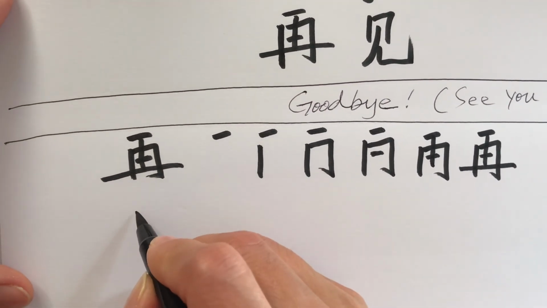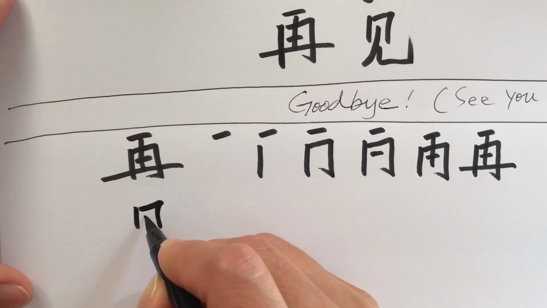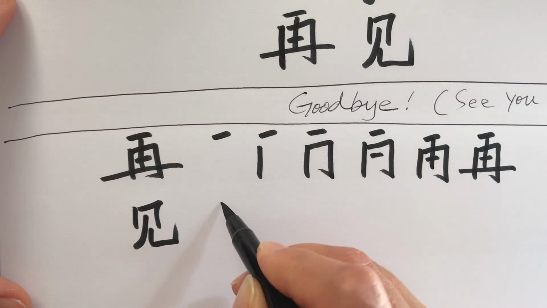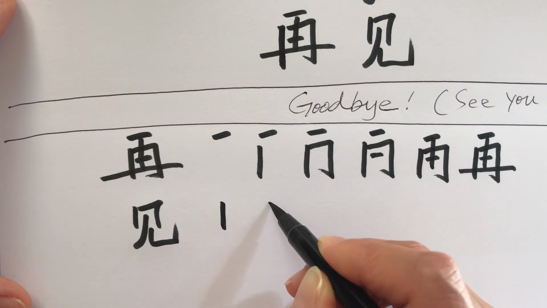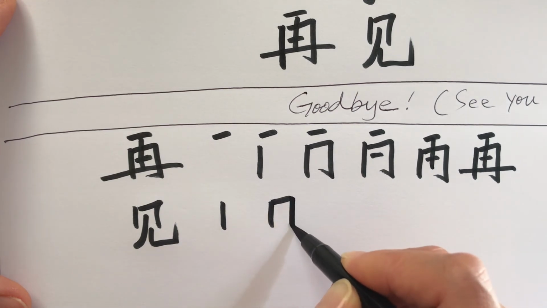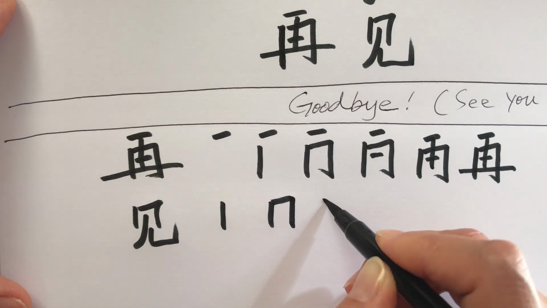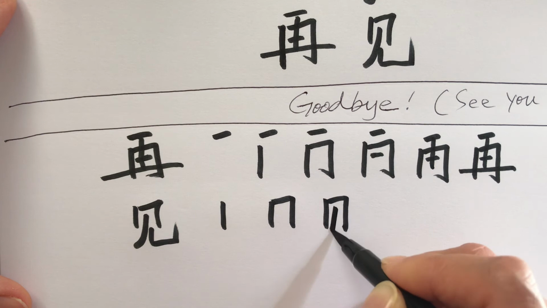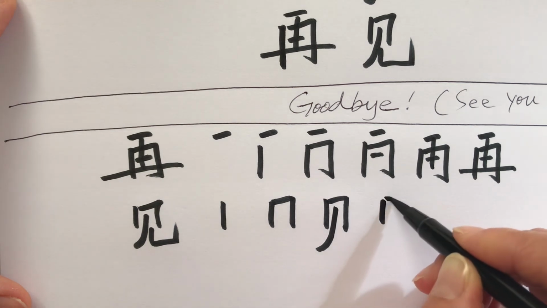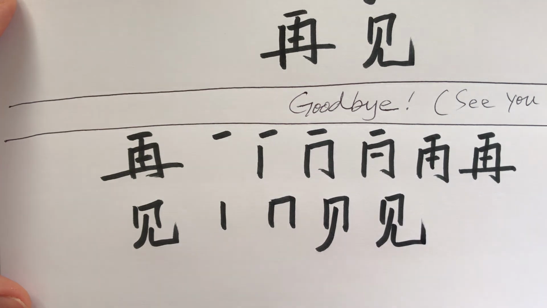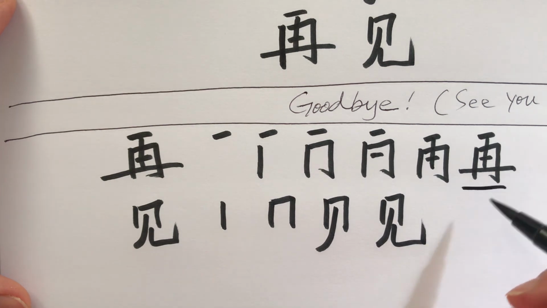见 is a little bit easier. It has fewer strokes. Now, the second one: connect here and then go down is one stroke. Zai, jian.